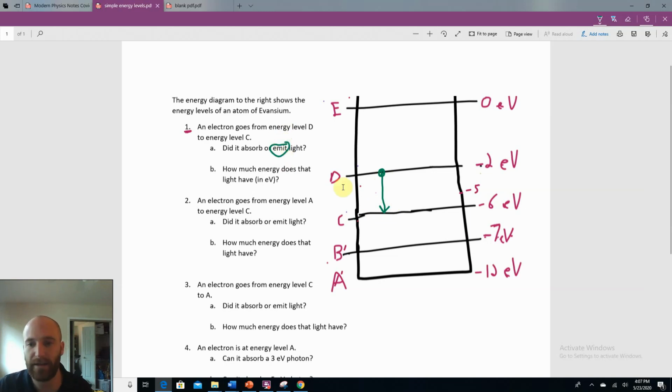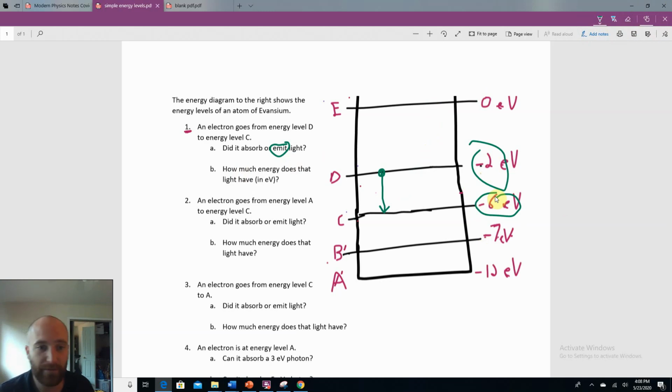You emitted that light. So what's actually happening here is a photon, or light, which you typically draw with some squiggles, going outwards. How much energy does that light have? How much energy does that photon have? Let's think about this. How much energy did the electron used to have? Well, it used to have -2, and now it has -6.